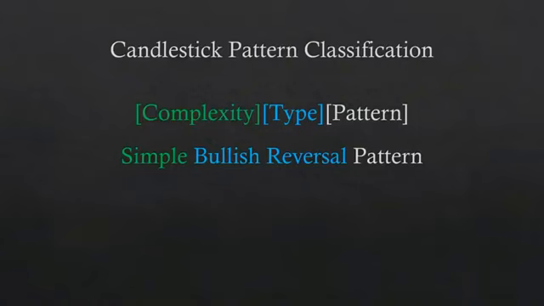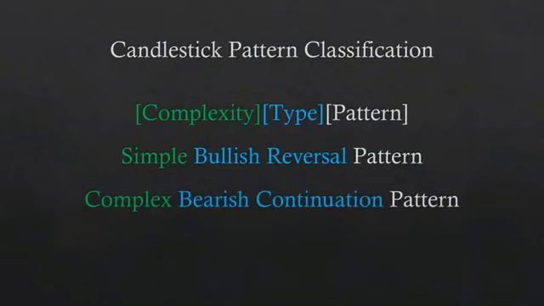Another example can be a complex bearish continuation pattern. Again, just by looking at the classification, we know that the pattern is composed of two or more candlesticks, and that it indicates that the price will continue to go down since it's a bearish continuation. A third example could be a simple neutral pattern. In this case, we know that the pattern has only one candle, and that it indicates a momentary stop in price.